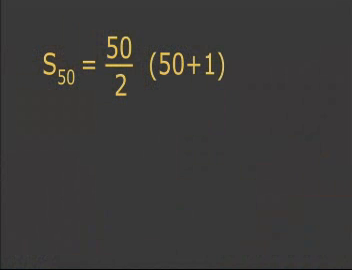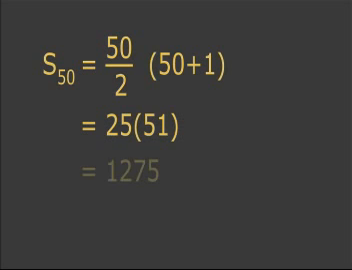Hello again. S50 equals 50 over 2 times 50 plus 1. This can be simplified into 25 times 51, which equals 1,275. Well done.